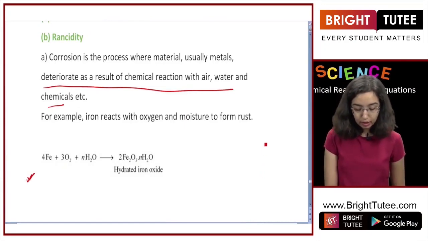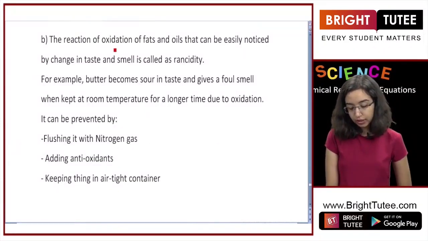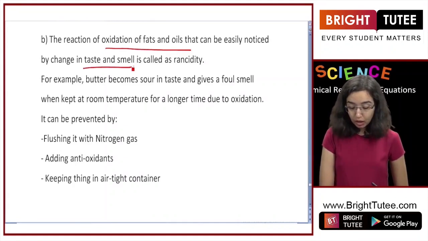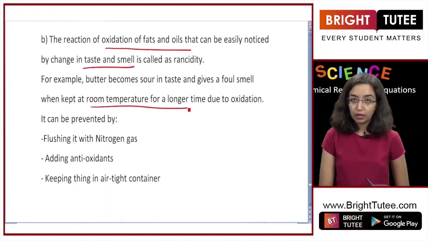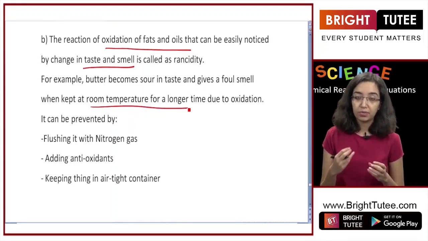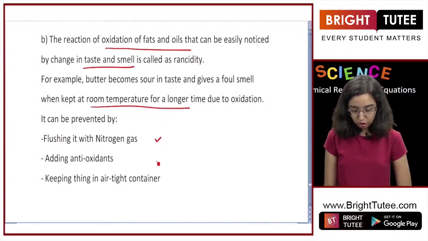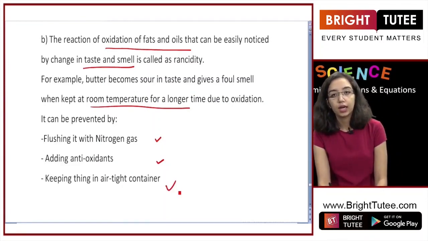So there are many metals which get tarnished with time, and one example given here is of iron converting into rust. The second was rancidity. The oxidation of fat and oils that can be easily noticed by a change in taste and smell is called rancidity. For example, butter becomes sour in taste and gives a foul smell when kept at room temperature for a long time. That is why we cannot keep butter outside. You can easily detect that it has become rancid. It can be prevented by flushing nitrogen, adding antioxidants and keeping the material in airtight containers.